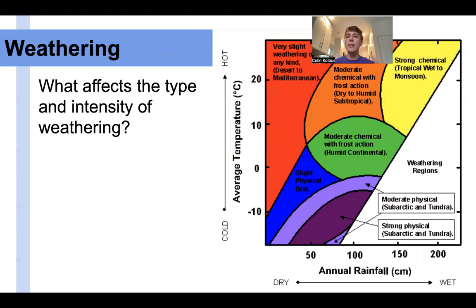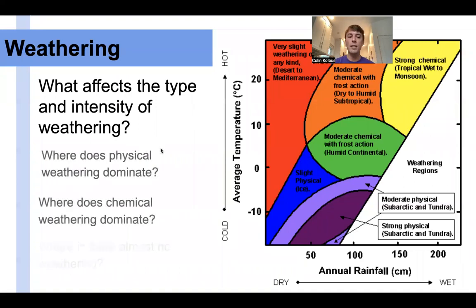So look at this figure and really try and digest what it's telling you, because we can take an environment and try and hypothesize what kind of weathering we would expect in that environment, which is eventually going to produce more or less sediment depending on where we are.